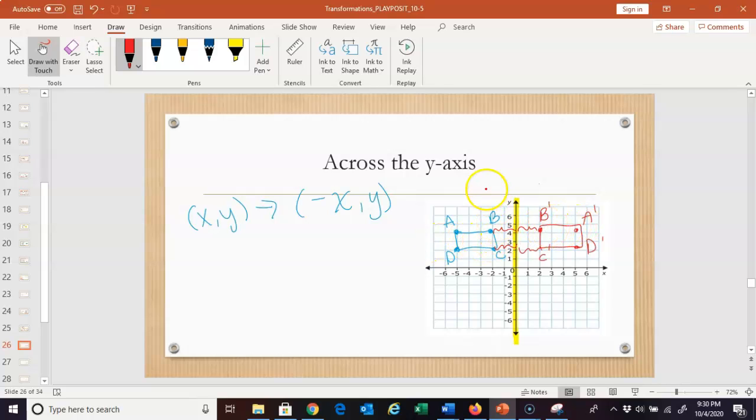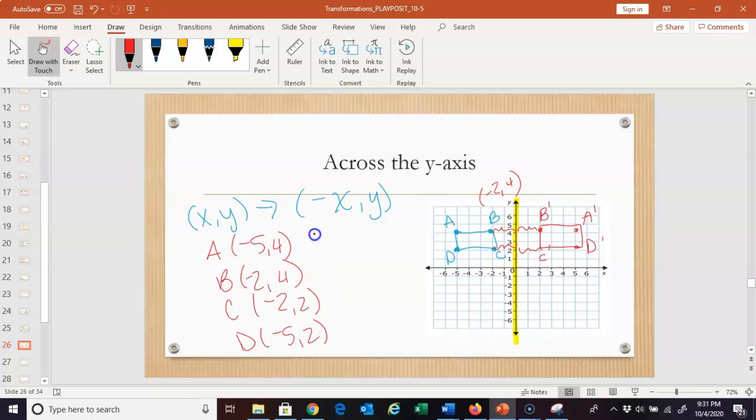So let's try it with the points. Here, I'm going to label it over here. A is negative 5, 4. B is negative 2, 4. C is negative 2, 2. And D is negative 5, 2. This is why we reviewed how to find points, right? Because we're going to use it a lot. Let's just make the x negative. So 5, 4, 2, 4, 2, 2, and 5, 2.